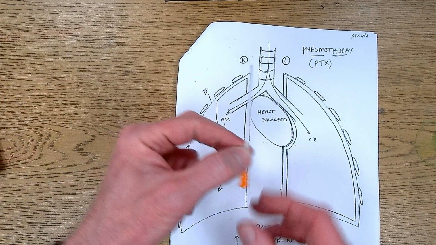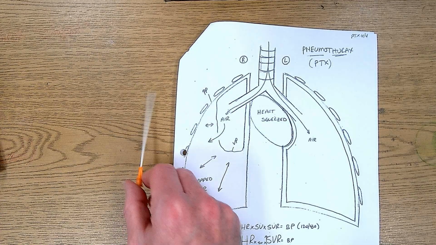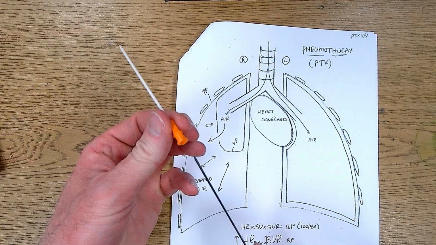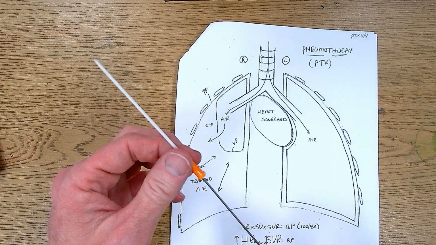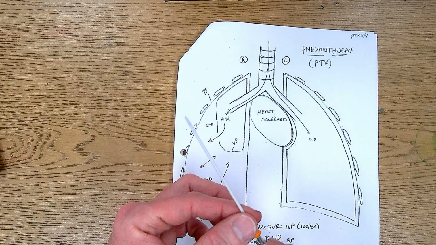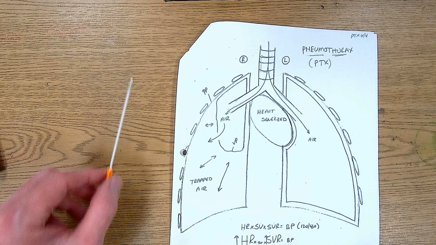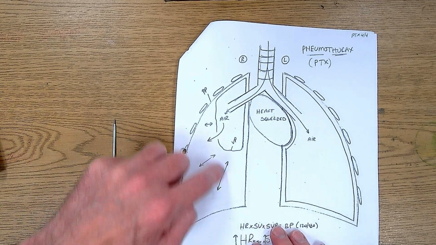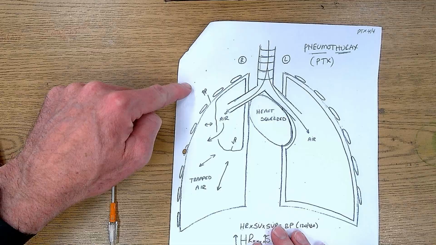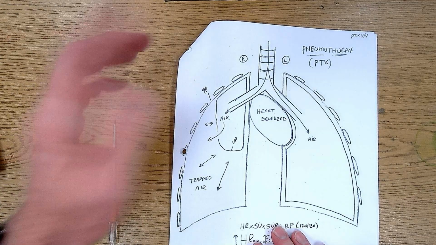Now, this is fine and dandy. It may look horrifyingly large to you to plunge this in someone's chest. However, you're going to get a lot better air escape because that's the treatment that we need to do. We need to get this air out of the thoracic cavity. So that's why we have to punch a hole in with a needle.